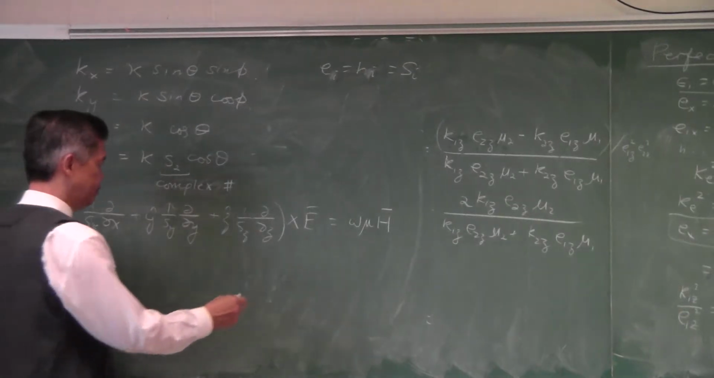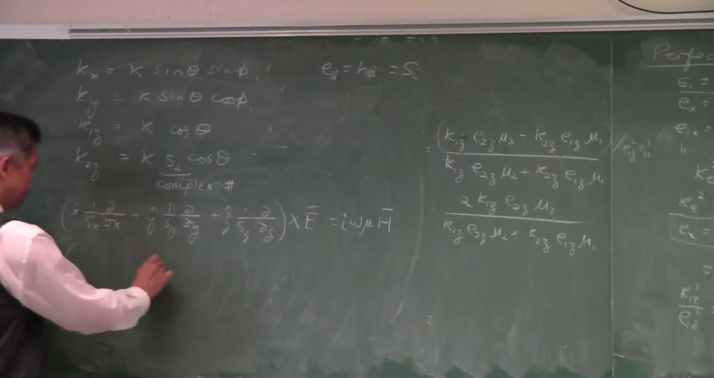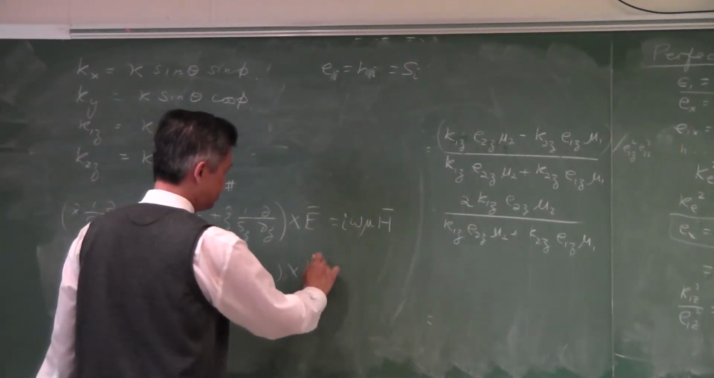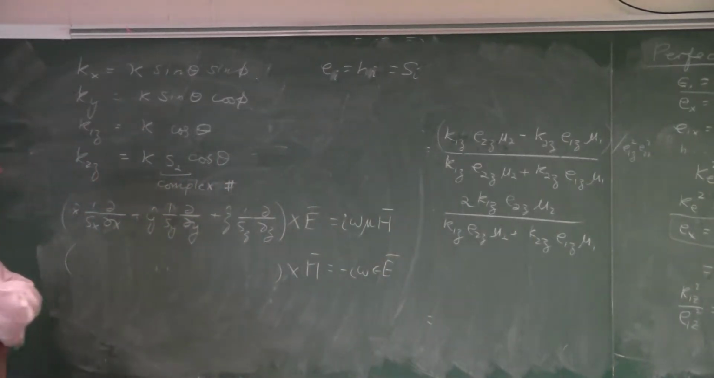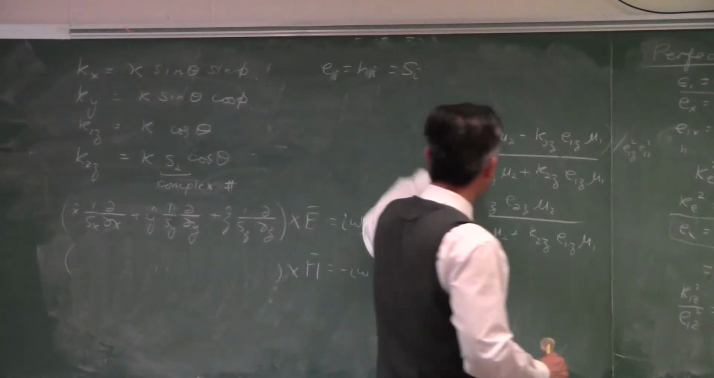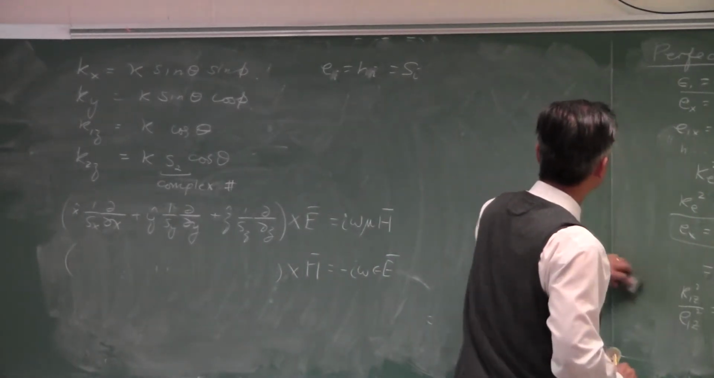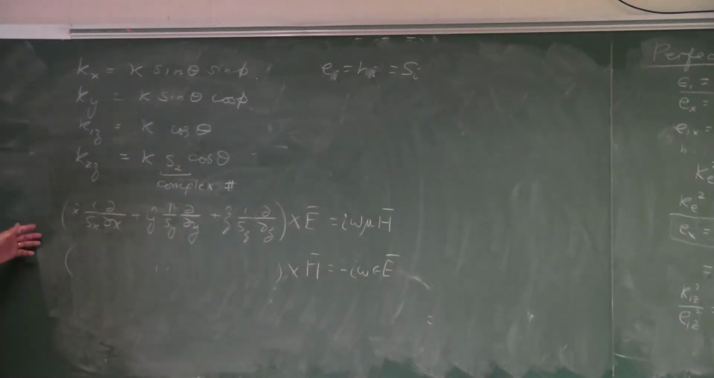i omega mu H in one equation. Sorry, i omega mu, and then you have the same thing, del cross with H, equal to minus i omega epsilon E. Right? And then if you were to bring this back to the time domain, how do we implement this?